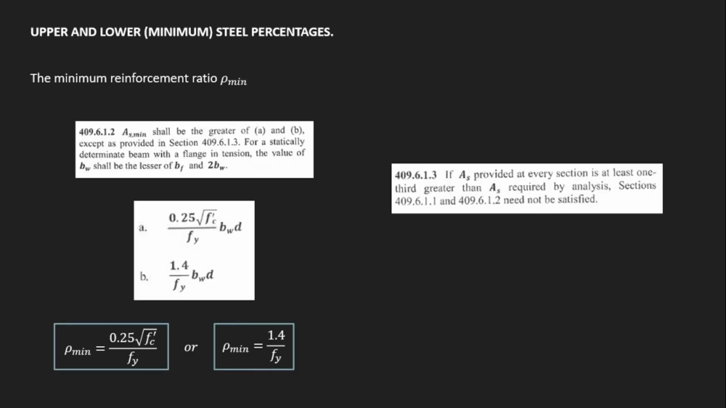But, it says in 409.6.1.3, if A_s provided at every section is at least 1/3 greater than A_s required by analysis, sections 409.6.1.1 and 409.6.1.2 need not be satisfied. So these sections are the formulas A and B.